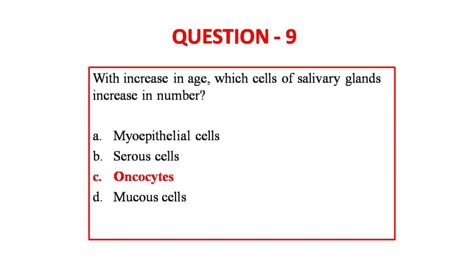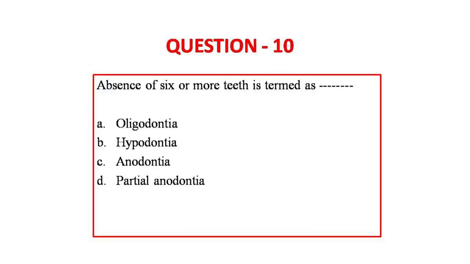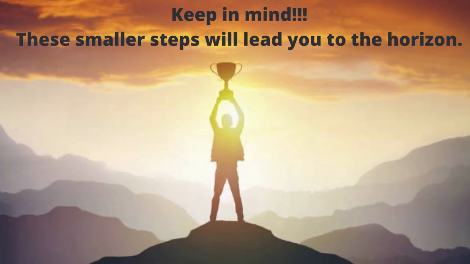So moving on to question number 10. Absence of 6 or more teeth is termed as, they've given us 4 options: oligodontia, hypodontia, anodontia, and partial anodontia. The answer to this question is oligodontia.